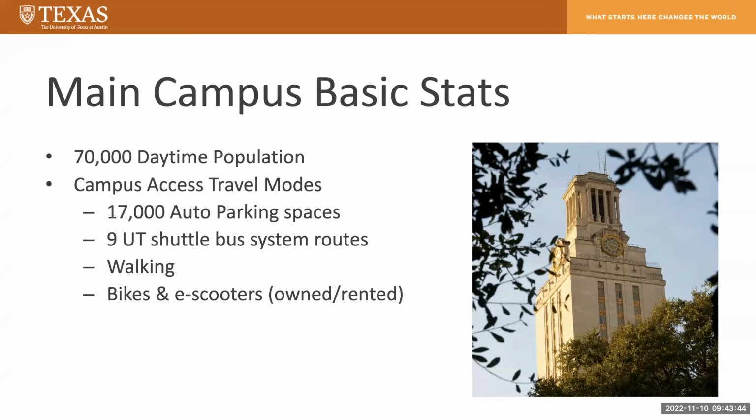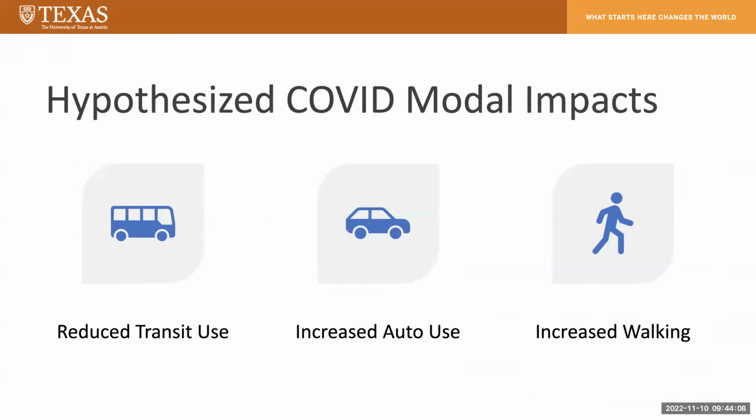Bikes and e-scooters are also important. Prior to COVID, we had about 7 different e-scooter vendors in Austin providing about 15,000 e-scooters. We'll talk more about that later, but these are kind of basic statistics. And the people who funded a large portion of this study were very interested in reducing the amount of automobile travel to campus.